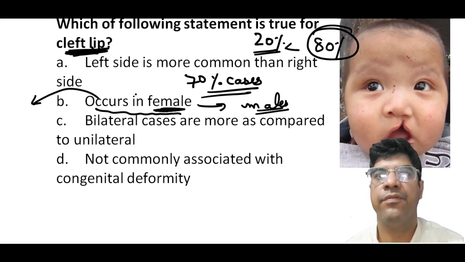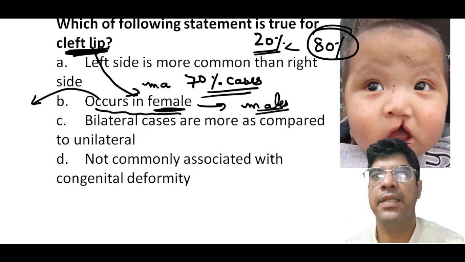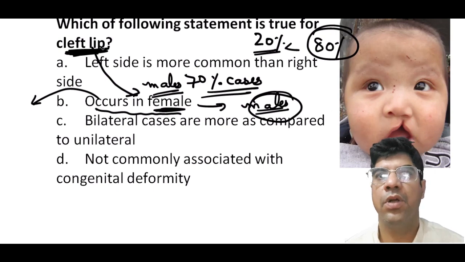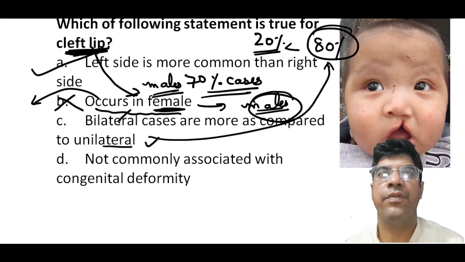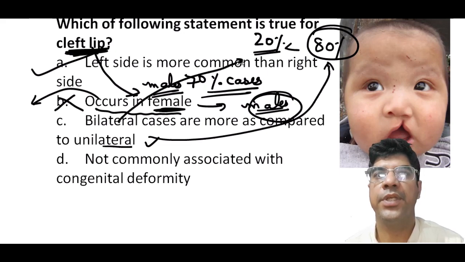The answer would be it occurs more frequently in the males, whereas in females, remember, cleft palate is more common rather than the cleft lip. So option A is correct, B is wrong. Bilateral cases are more common as compared to unilateral? We discussed that the unilateral cases account for 80%, whereas the bilateral cases account for 20%. So this option is also wrong.